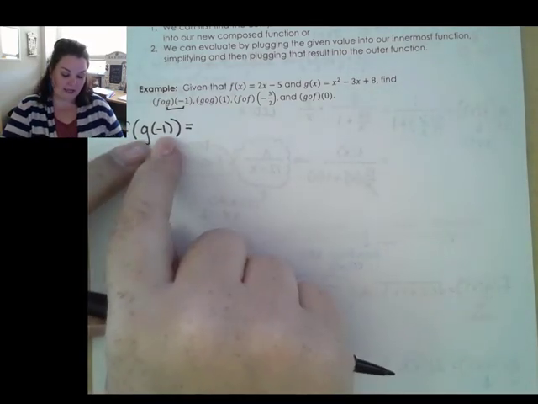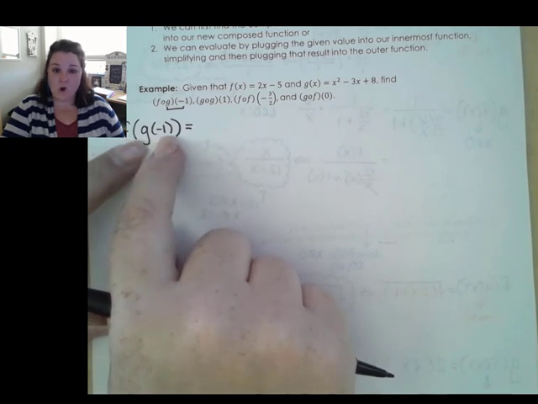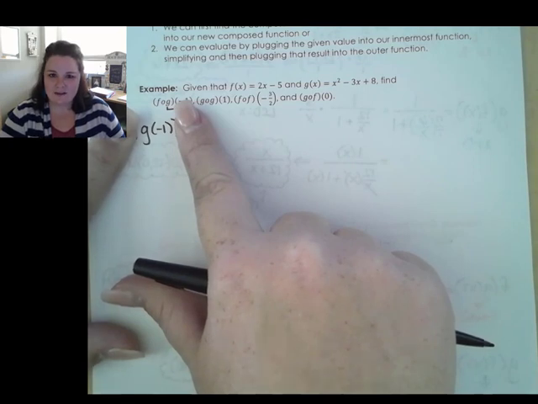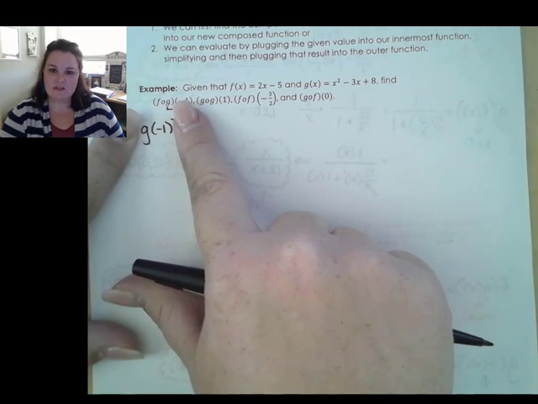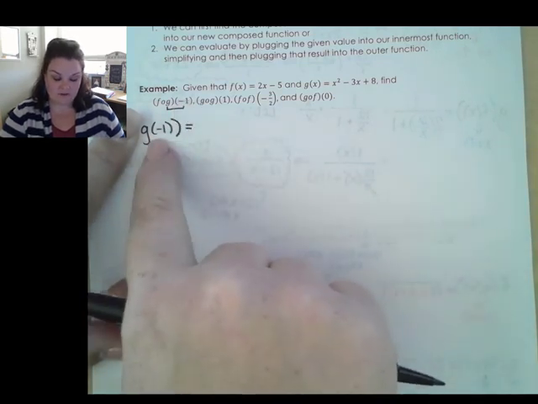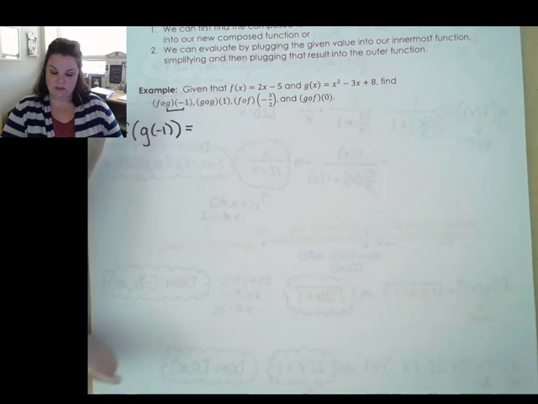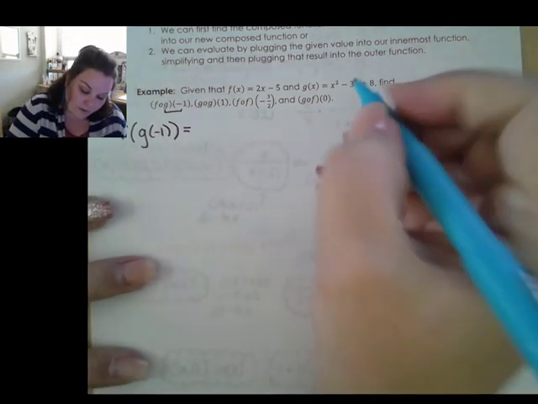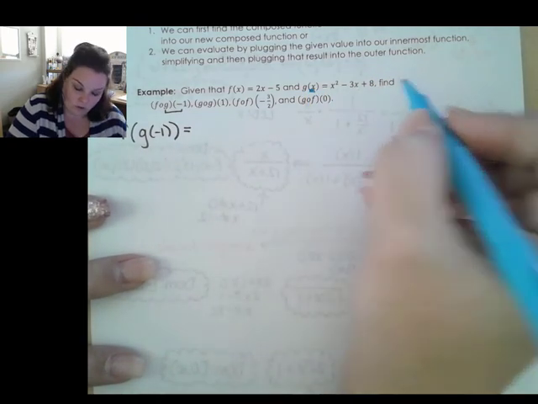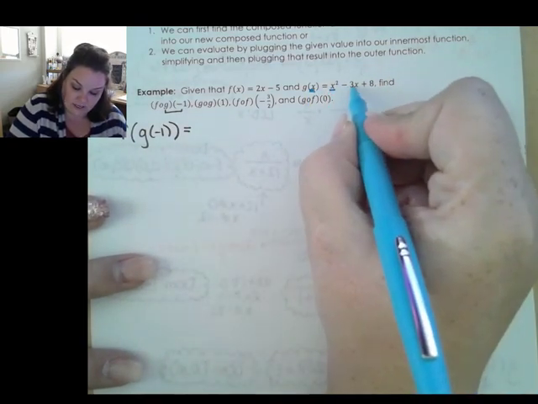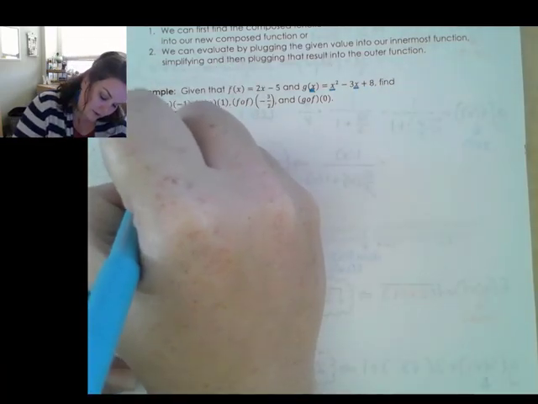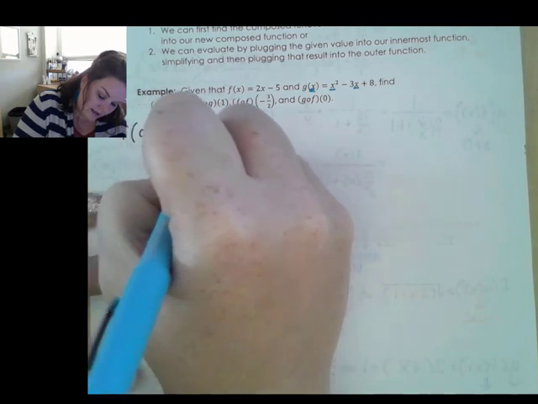Since it's already written like this, g of negative 1, if this outer function wasn't here, we know how to find that. That just means we're plugging negative 1 into our g function, right? So let's go ahead and do that. Let's just plug negative 1 into our g function and figure out what this equals. Our g function says whatever we plug in for x, we're going to square it and then subtract 3 times our input, and then add 8. So I'm just going to go down here and find g evaluated at -1.